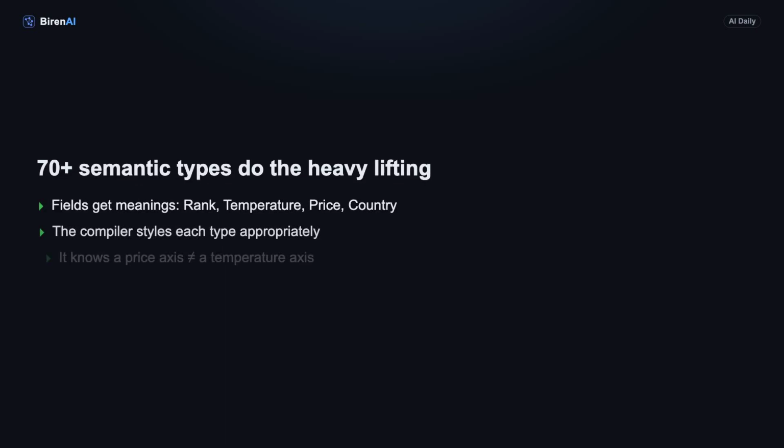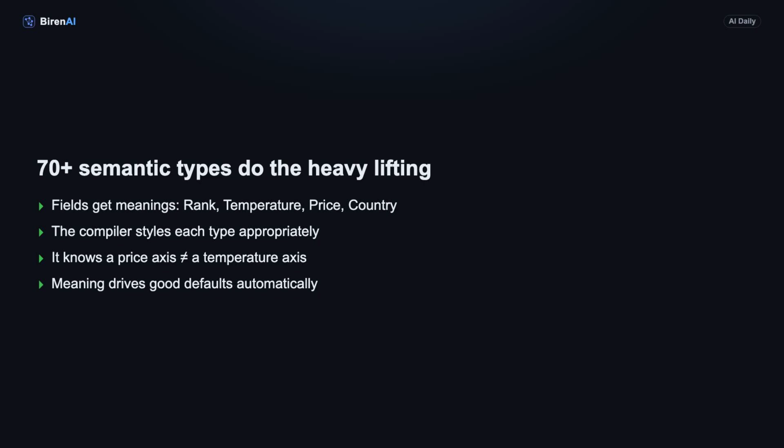The magic is semantic types, more than 70 of them, like rank, temperature, price, or country. You tell Flint what each field actually means, and the compiler uses that meaning to choose good defaults. It knows a price axis and a temperature axis shouldn't be styled the same way. So instead of you tuning every setting, the meaning of the data drives the look automatically.